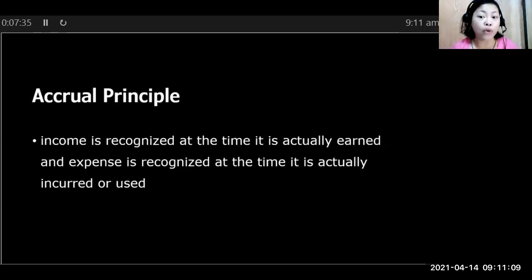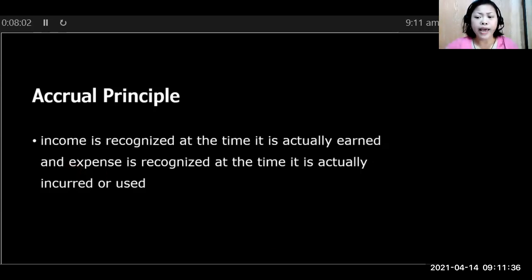The process of determining an entity's net income or net loss requires certain income and expense accounts to be apportioned over several accounting periods. According to the accrual principle, do you still remember your accrual principle? Income is recognized at the time it is actually earned, and expense is recognized at the time it is actually incurred or used.